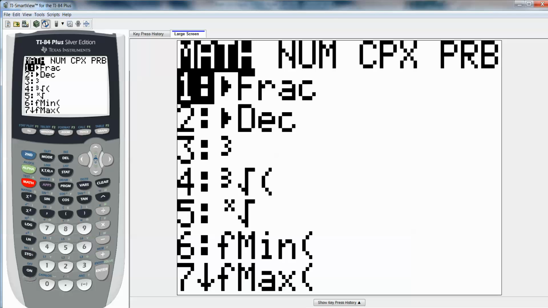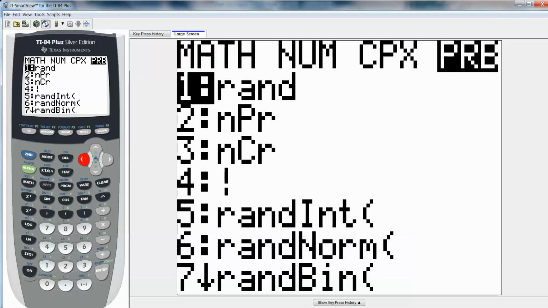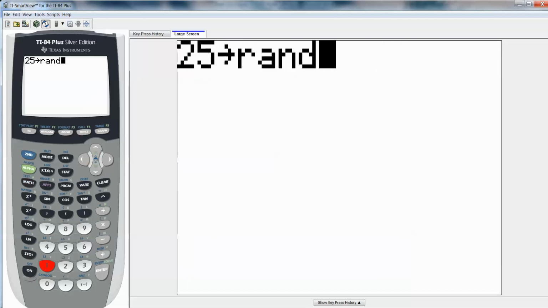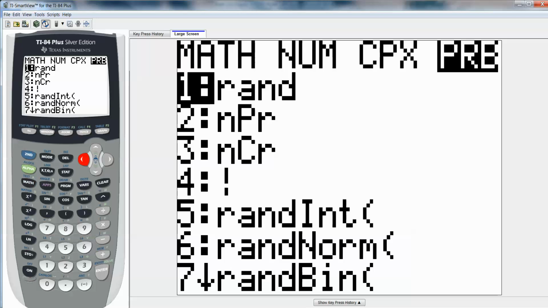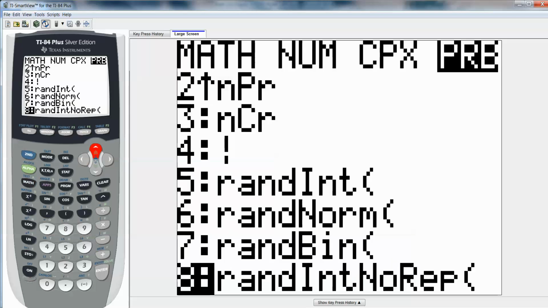So I'm gonna hit math. Number, move to the left to probability, pick number one, that's fine, enter. And again, it doesn't have to be 25, pick any number you like, you pick 8. Then I hit math, move to the probability menu again, and I want to be at the very bottom, number 8, rand int no repeat.